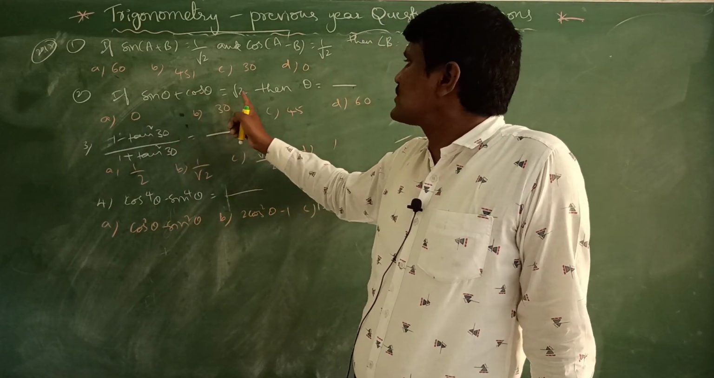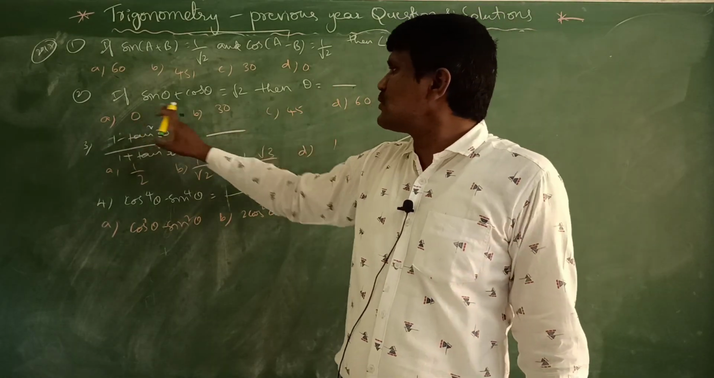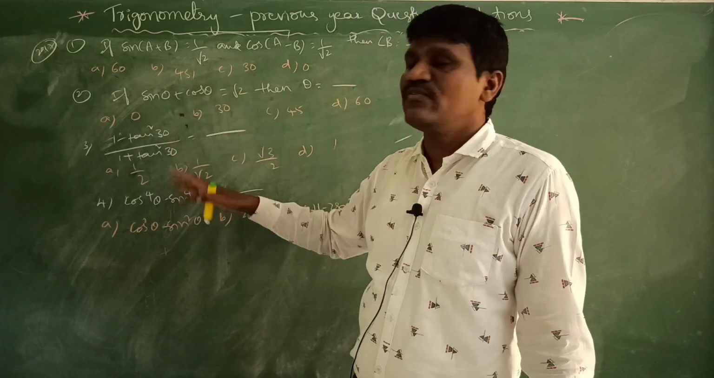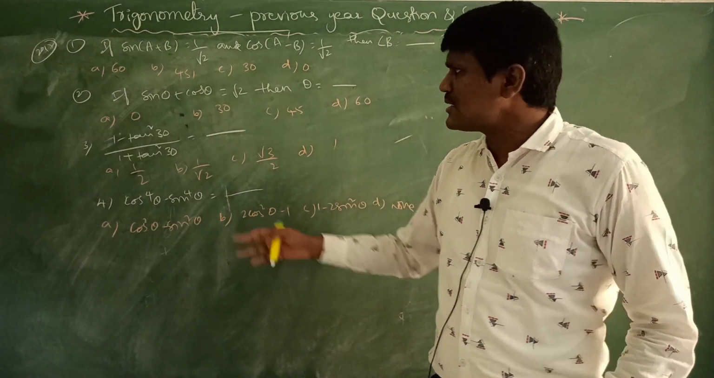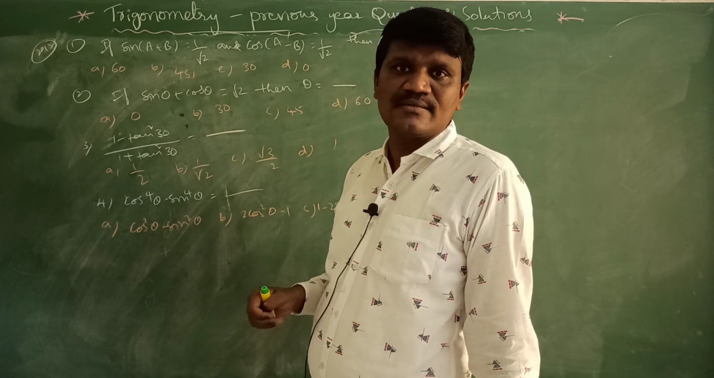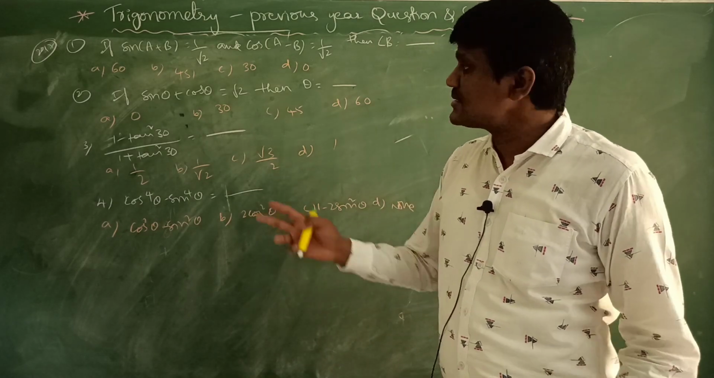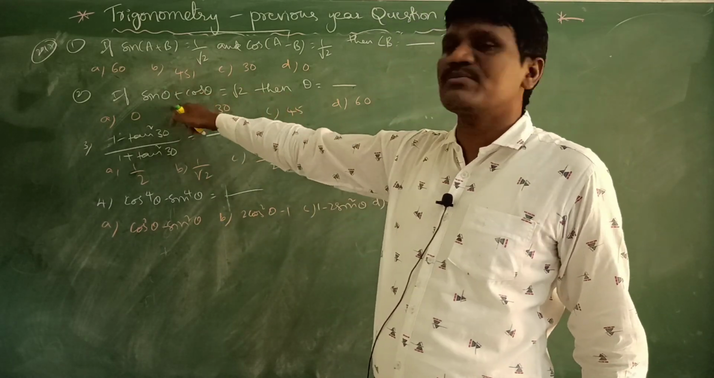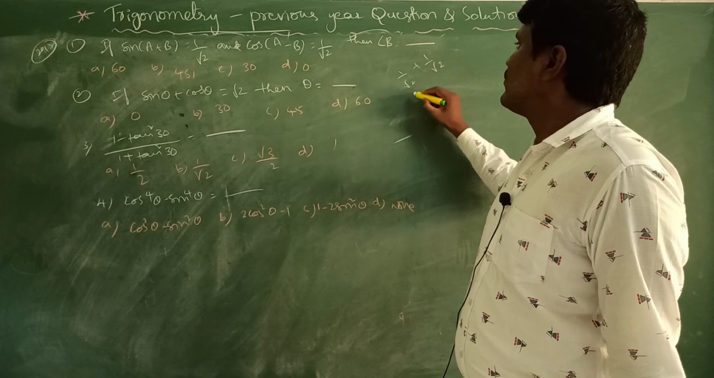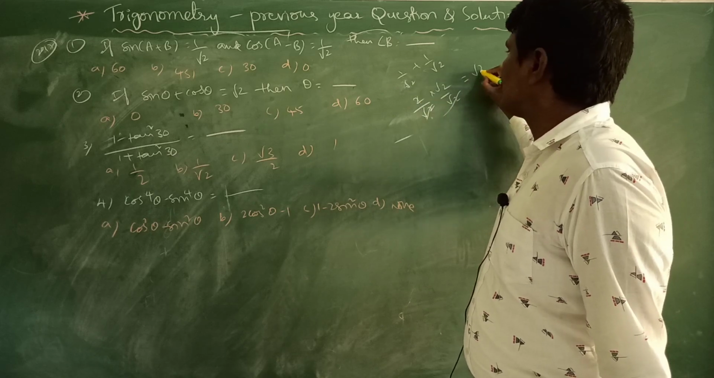Next, now let's see the second question. If sin theta plus cos theta is equal to root 2, then what is the theta value? If the question is like this, theta is 0, 30, 45 and 60. You substitute these 0, 30, 45, 60. Whichever satisfies, that will be your answer. Suppose sin 0 plus cos 0 is 1. Sin 30 plus cos 30: sin 30 is 1 by 2 and cos 30 is root 3 by 2, so the answer is not coming as root 2. And 45, you substitute. Sin 45 is 1 by root 2 plus cos 45 is also 1 by root 2. 1 by root 2 plus 1 by root 2 is 2 by root 2, which is root 2.